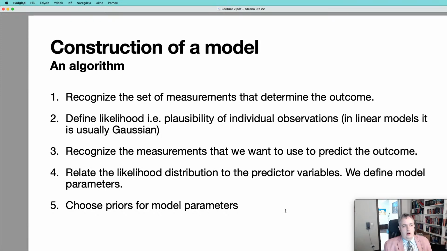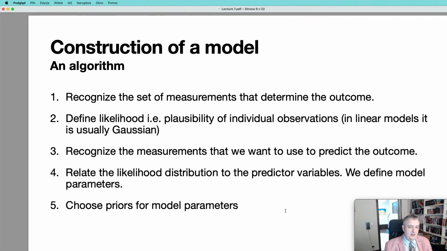Generally, what we have here is that when we construct our model, we must focus on what we are doing here. First of all, we need to recognize the set of measurements that determine the outcome. So we need to determine what our variables of interest are, what the outcome of interest is, what we observed, what data we've collected. Then we define the likelihood, so the plausibility of individual observations. So how the uncertainty is present in this relationship.